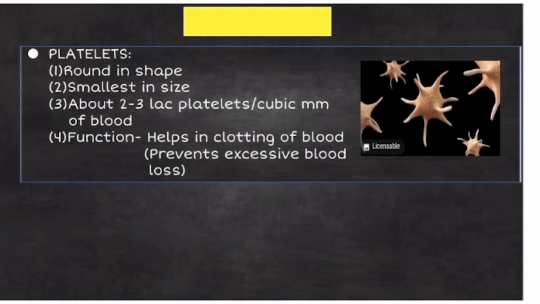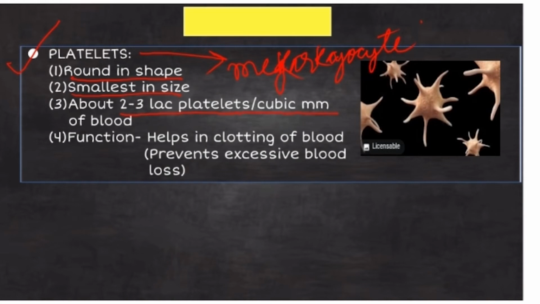The third blood cell is the platelets. It is derived from a larger cell called the megakaryocyte. They are round in shape and are smallest in size. There are about 2 to 3 lakh platelets present per cubic millimeter of blood. The major function of platelets is that it helps in the clotting of blood, which helps in the prevention of excessive blood loss in case of an injury.